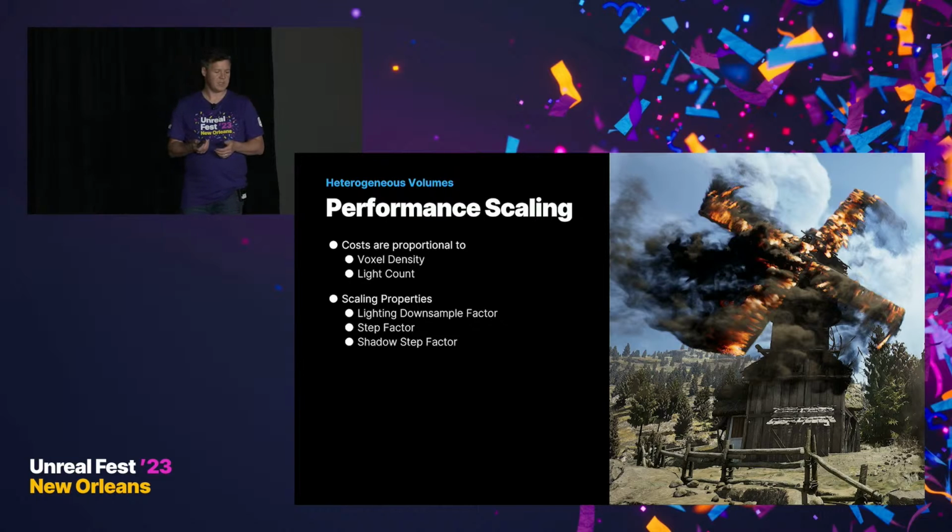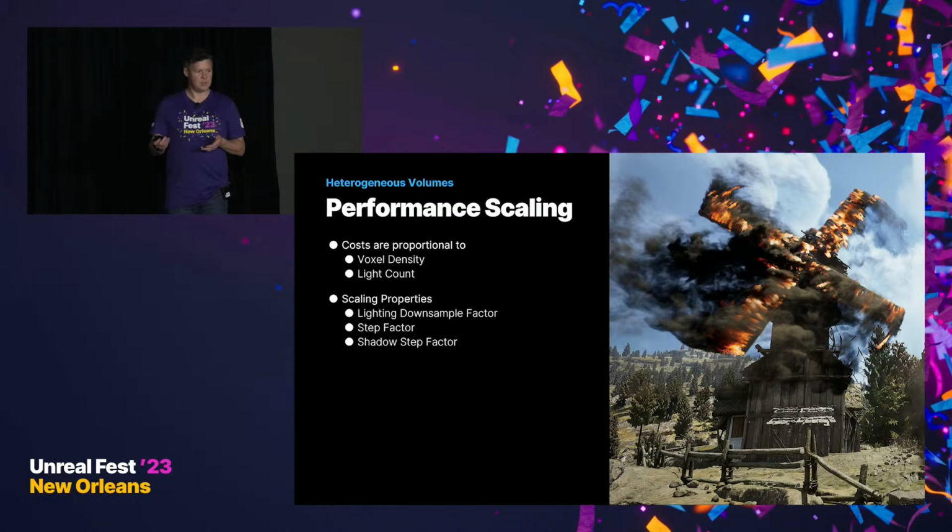We expose several primary controls on the heterogeneous volumes component and the Niagara volume renderer properties to help control both performance and quality. The most impactful scaling property is the lighting downsample factor. Together with the native voxel density of the volume, the lighting downsample factor controls the density of an intermediary lighting cache, which is responsible for storing in-scattered radiance at the voxel volume. This accelerates the lighting computation.